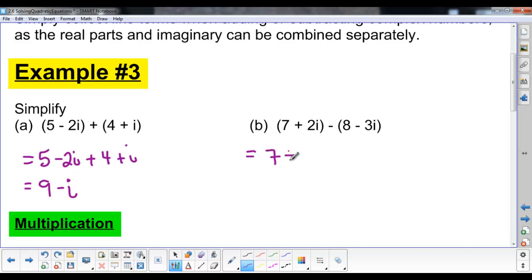Positive 1 in front of this bracket and a negative 1 in front of this bracket leaves me with negative 8 plus 3i. So numbers collected with numbers leaves me with negative 1. 2i plus 3i is just 5i.